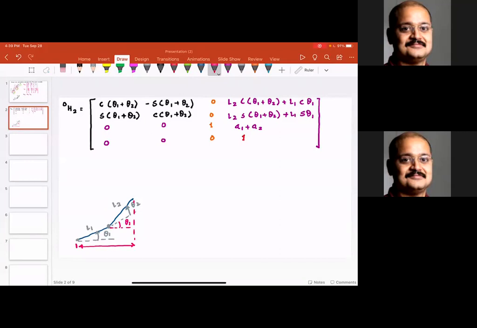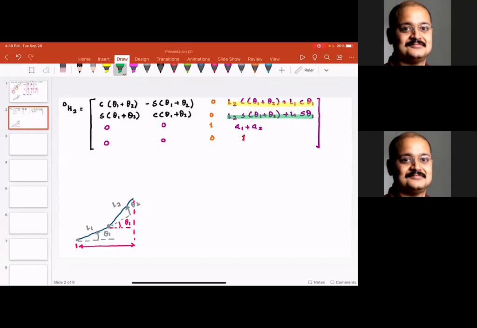Do you agree with me? That is what is over here. The vertical distance, looking at the intercepts, is going to be L1 sine of theta 1 plus L2 sine of theta 1 plus theta 2. Do you agree with me? That is what is over here. And since it's a planar robot, I have shown you the planar case, the z distance is A1 plus A2. Everyone understood this?